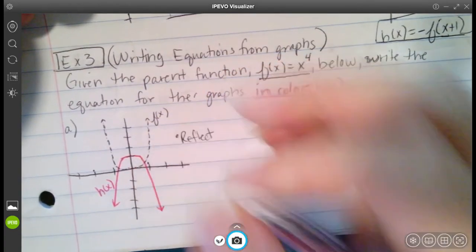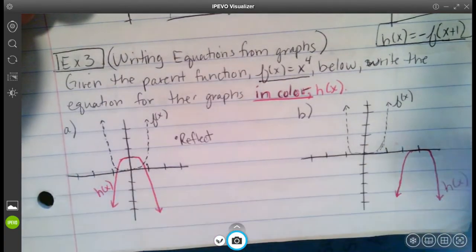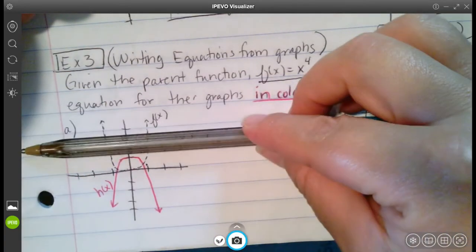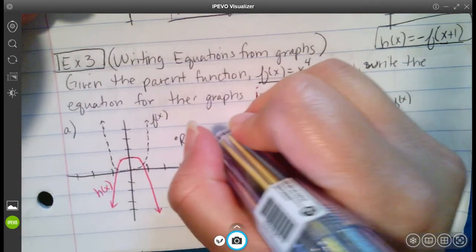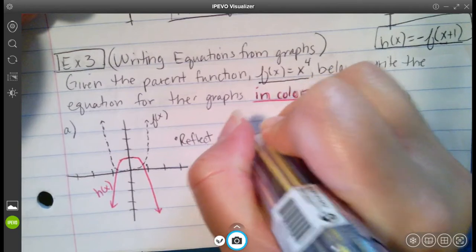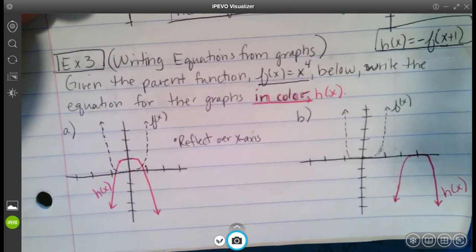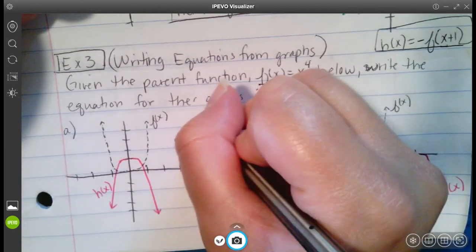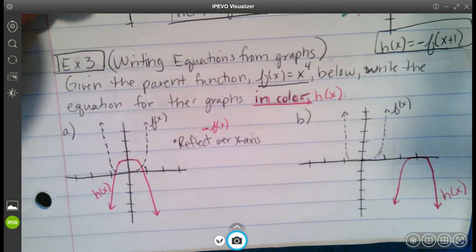I'm just going to put reflect. It reflected over this way. So it went from the top to the bottom. So that's going to be over the x-axis. So over x-axis, okay? And remember that over the x-axis is negative f of x according to my notes on the top.